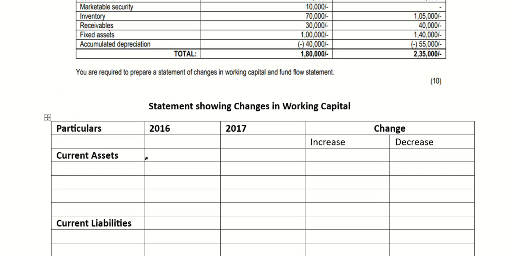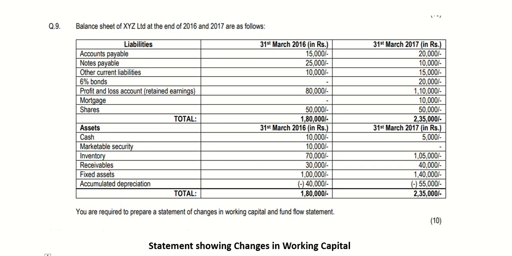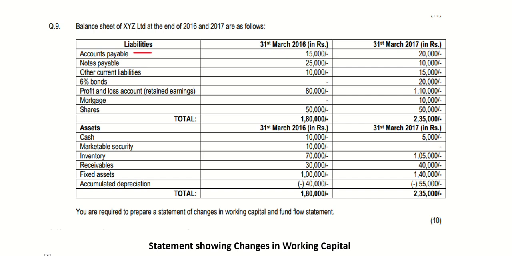From the balance sheet, the very first thing you have to do is find out the current assets and current liabilities. Here I am taking liabilities first. Accounts payable is something that has to be paid as soon as possible. It is a current liability. Notes payable has the same meaning as accounts payable, so just leave it; it is a current liability. Other current liabilities we needn't explain, as the name itself says it is a current liability. So these three things fall under current liability.